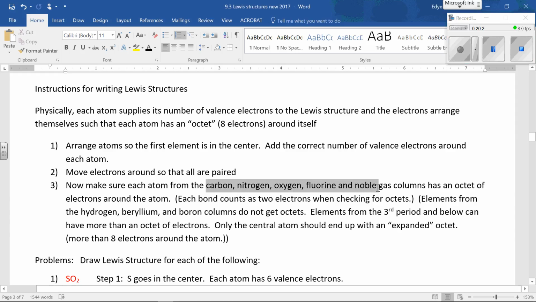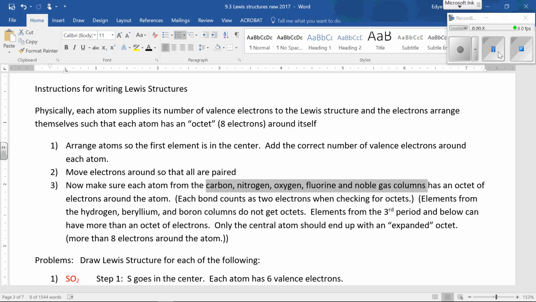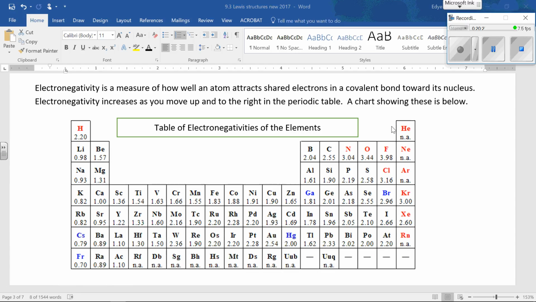Aluminum is not in any of these columns, so aluminum does not have to have an octet, so we are fine with aluminum. Just to simplify this, elements that are in the boron column, the beryllium column, the hydrogen column, these 3 columns do not need to get octets. We won't be having any of these elements in molecular compounds, so you don't have to worry about the D block elements. But things in the boron column, the beryllium, and the hydrogen column, these all do not get octets.